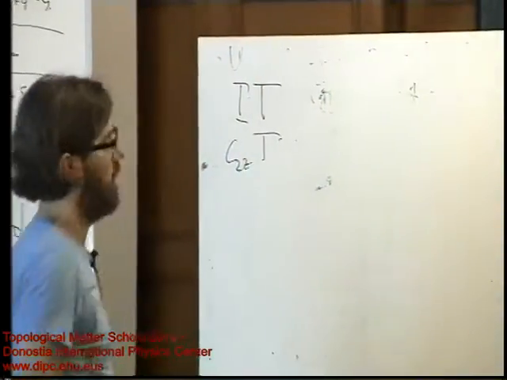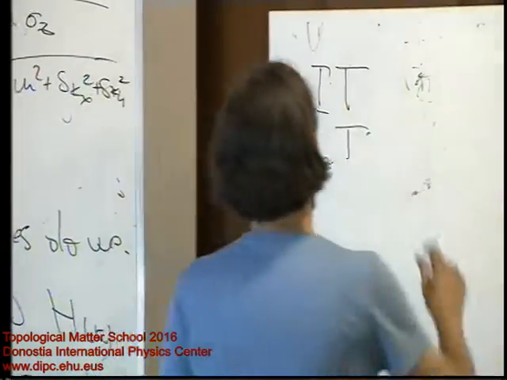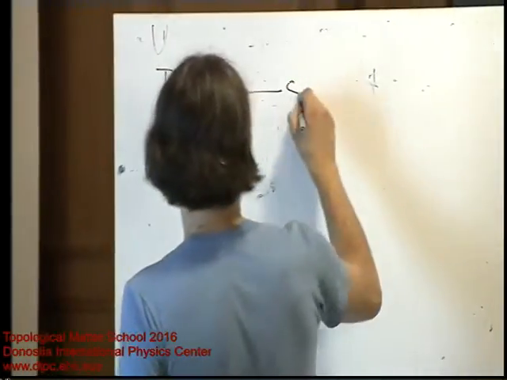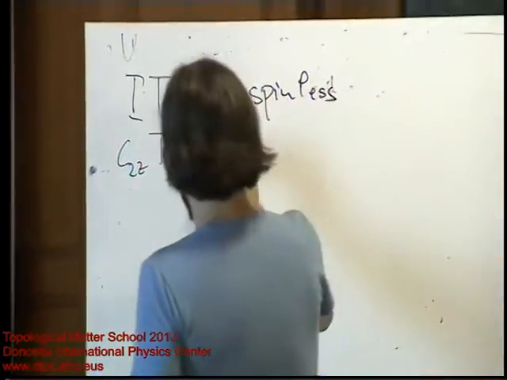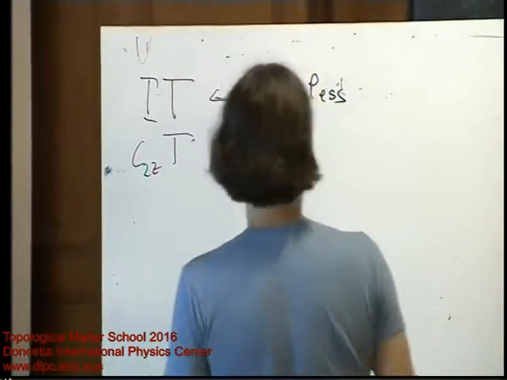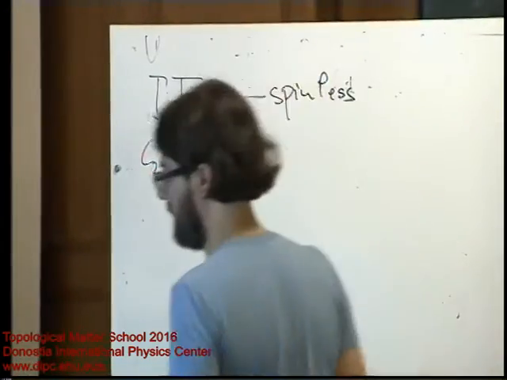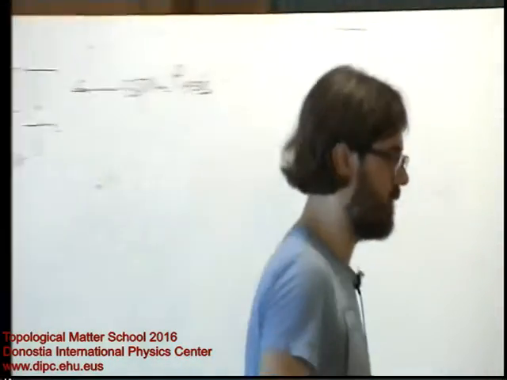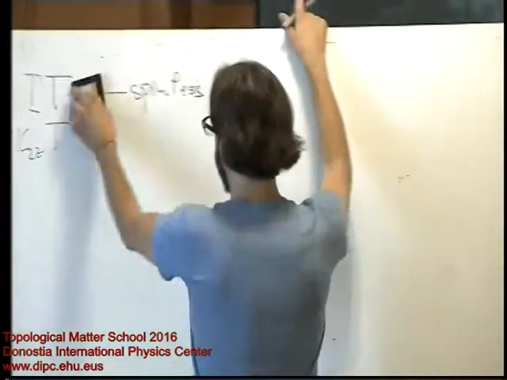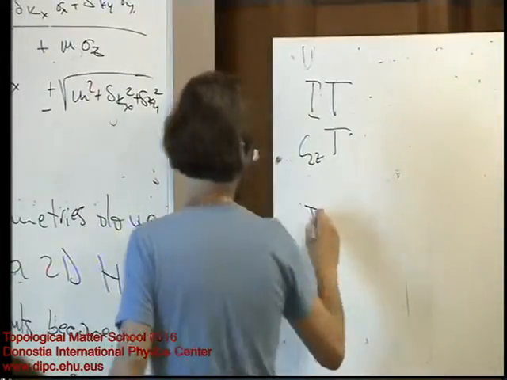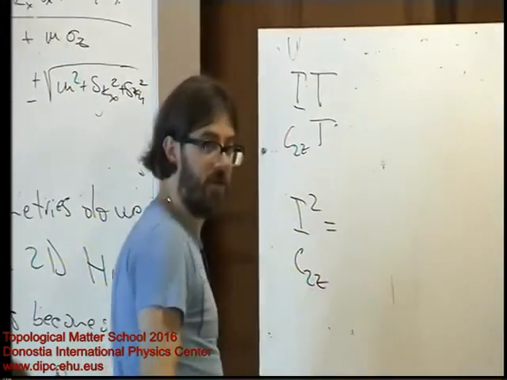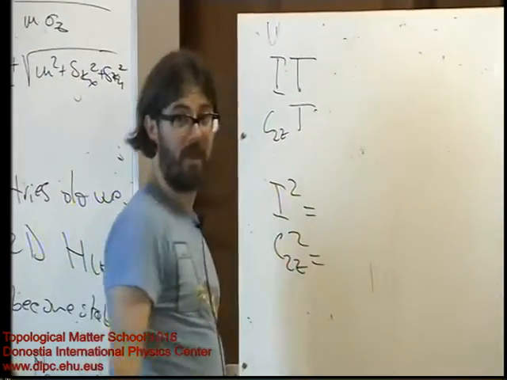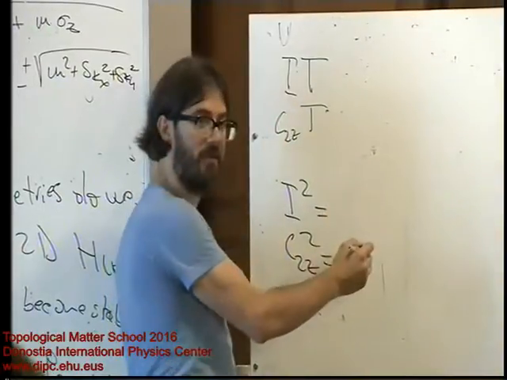Okay? So this one for spinless is equal to C2z. And what's the difference? Well, let's see. This is very important when you're trying to build representations and group theory of materials. So for example, inversion squared is equal to what? What's the difference between inversion and rotation? Is there a square? Inversion doesn't act on the spin.